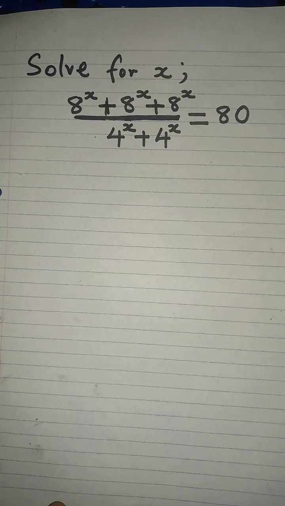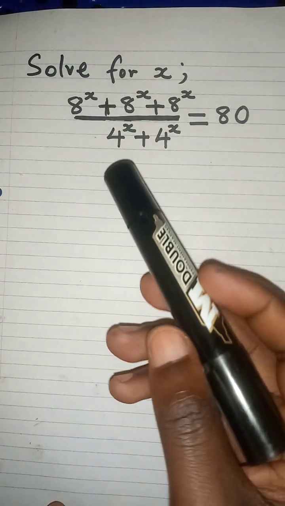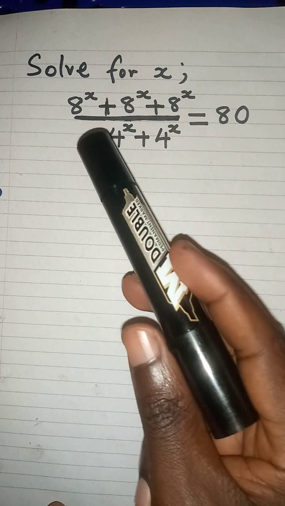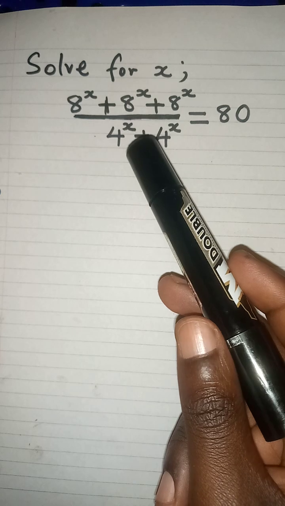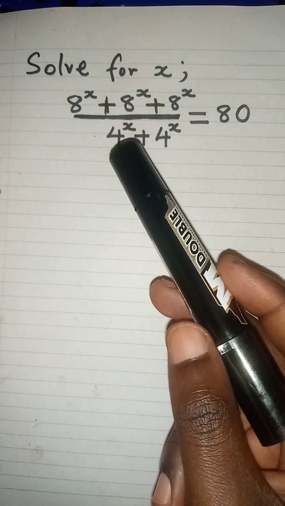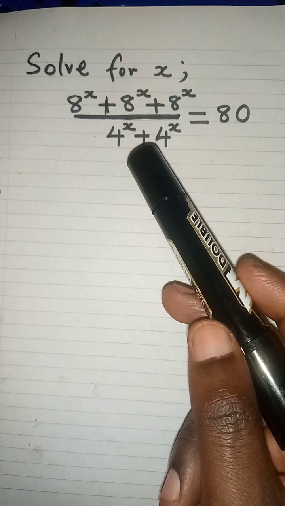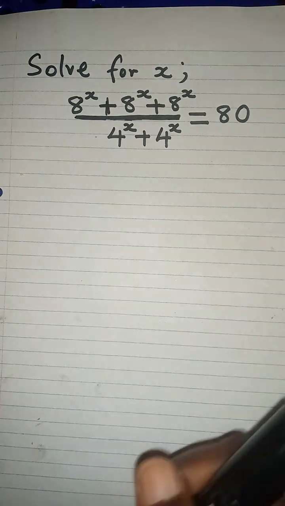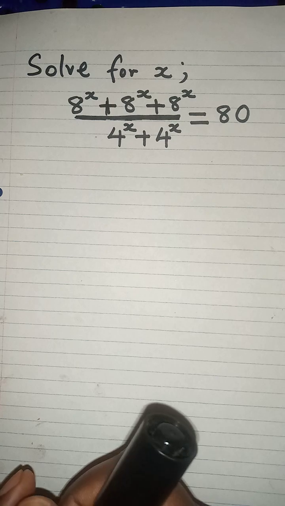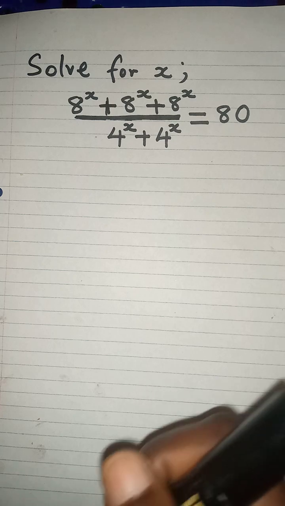Welcome to another video. We are told to solve for the value of x in (8^x + 8^x + 8^x) over (4^x + 4^x) is equal to 80. So I'm going to take you through this exponential equation until you find the value of x.